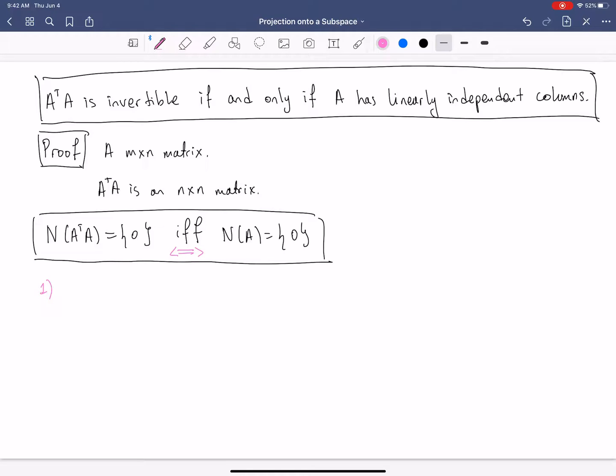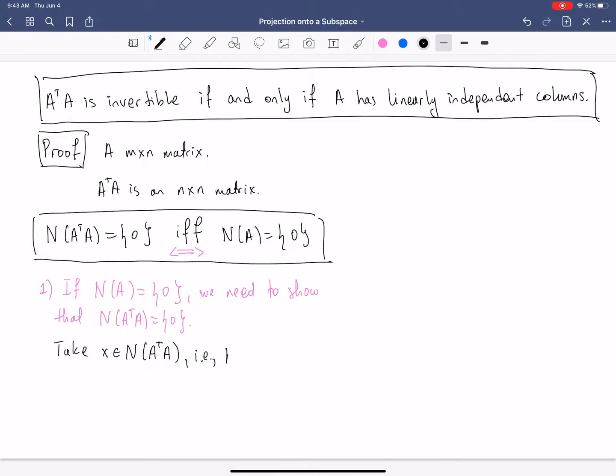So step number 1, if the null space of A is 0, so this is our assumption, we need to show that the null space of A transpose A is also 0. Okay, so how do I show that the null space is 0? Well, let's take a vector in the null space. So take x in the null space of A transpose A. What does that mean? Well, it means that A transpose A times x must be 0. Okay, I know this. That's what it means to take a vector in the null space of A transpose A.